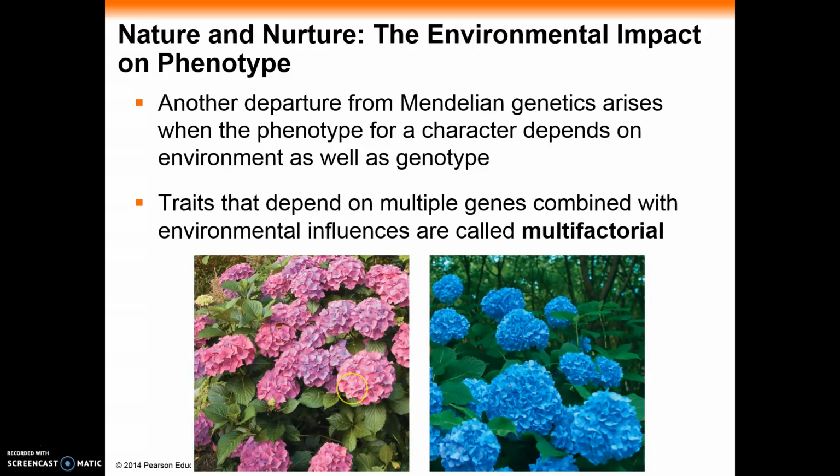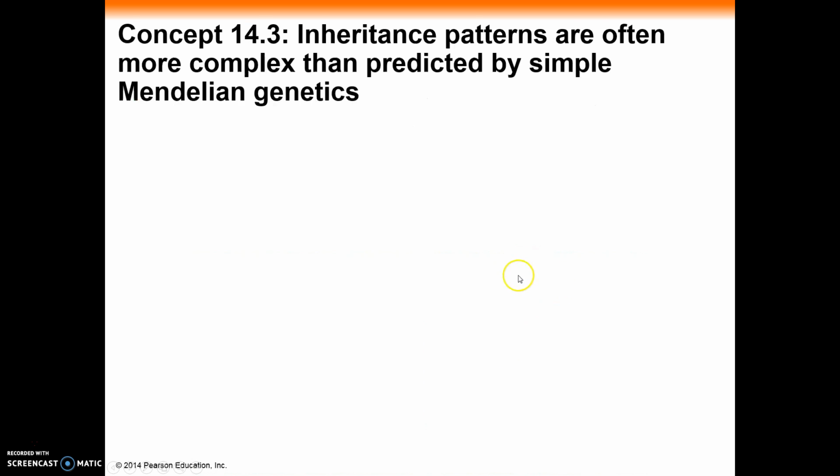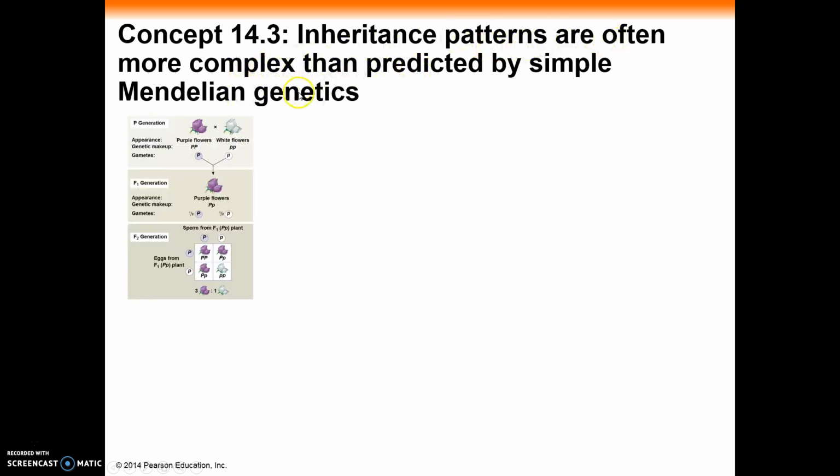So during summer months or warmer months, it has colors that will help it camouflage. Come winter, it will replace its coat with a white coat, allowing it to hide better in snow. Both of these are examples of the environment impacting how our genes play out. So, again, concept 14.3, inheritance patterns are awfully more complex than predicted by simple Mendelian genetics.